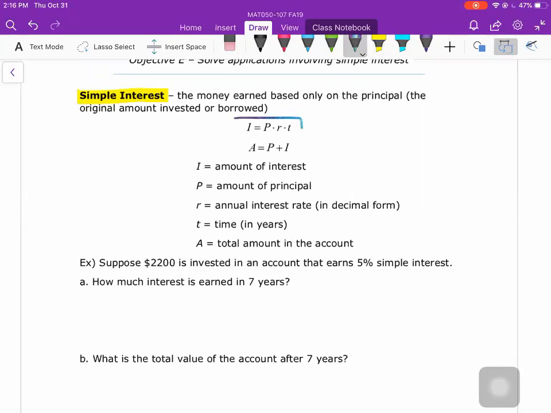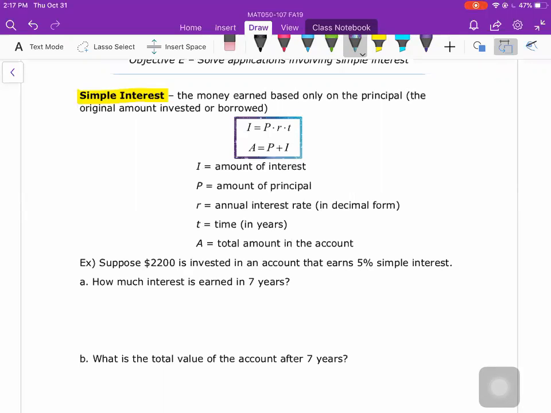So we have two formulas here. I equals P times R times T, and A equals P plus I. Looking below, we have a list of what those variables mean. I is the amount of interest. P is the amount of your principal, so that's your initial amount, whether it's borrowed or invested. R is your annual interest rate. Again, we talk about interest rates as percentages, but when we substitute them into formulas, we'll convert to a decimal.